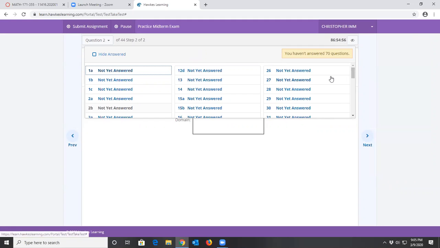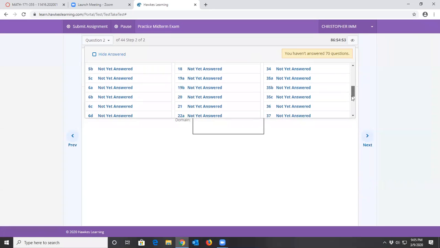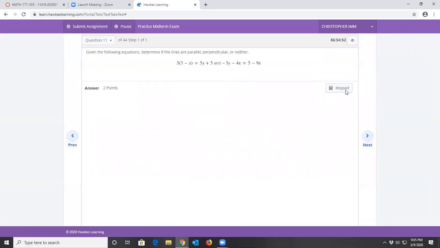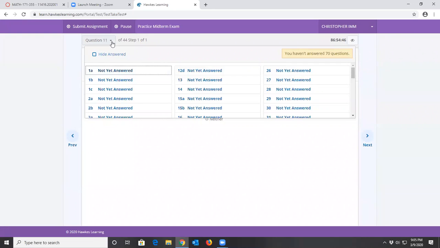Yeah, it was 11. I was kind of confused on how to solve 11. Let me see if mine's the same as yours. Is that the same? No. Could you just tell me a little bit about what your number 11 says?